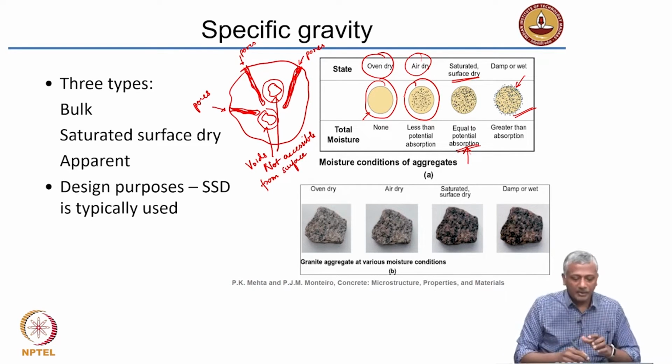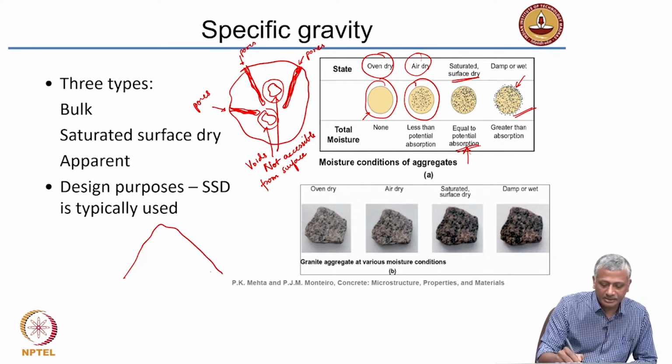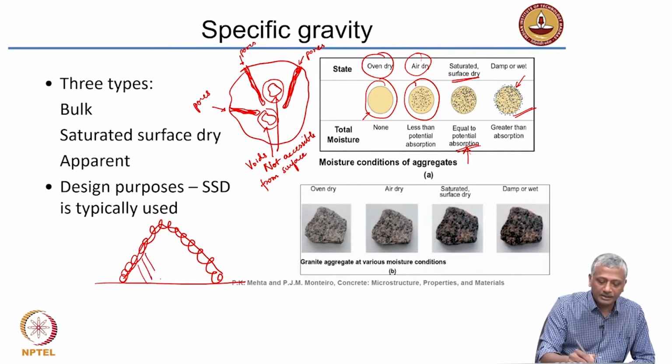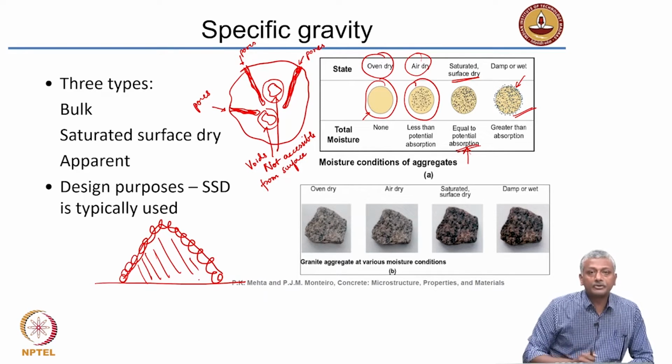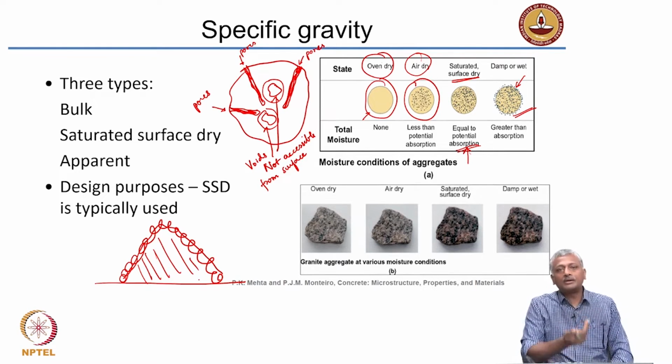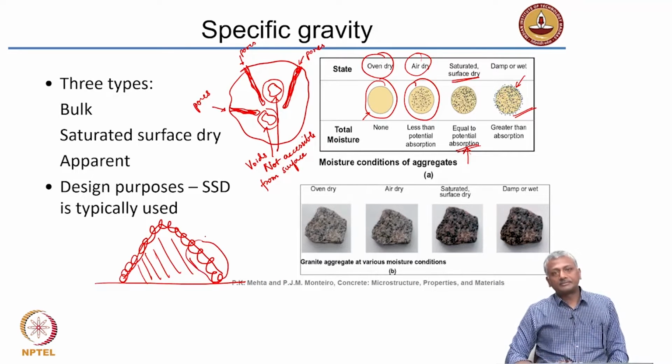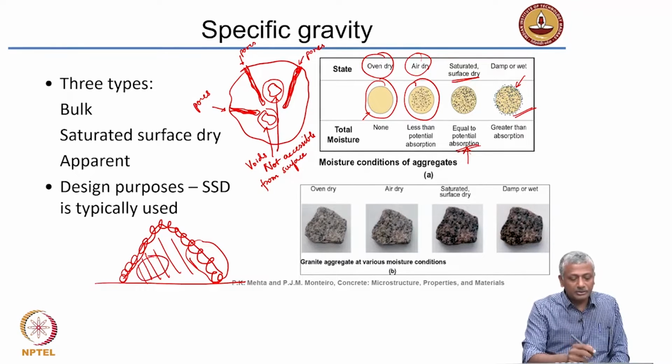So, let us say you have a stockpile of aggregate sitting on the ground, all the surface aggregates are nice and dry, but all the interior aggregate is highly wet. So, when you are taking this aggregate and loading it into the concrete mixer, if you take from the surface, you get all dry aggregate. If you take from the inside, you get all wet aggregate.